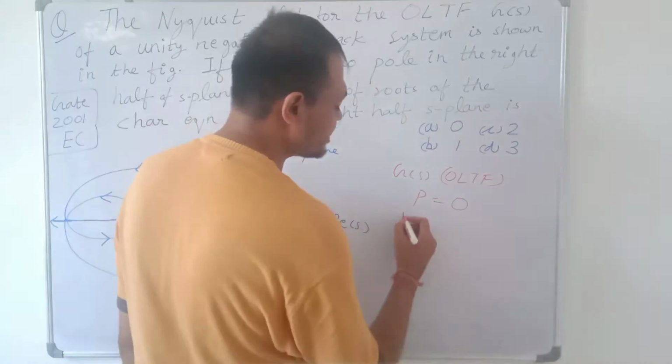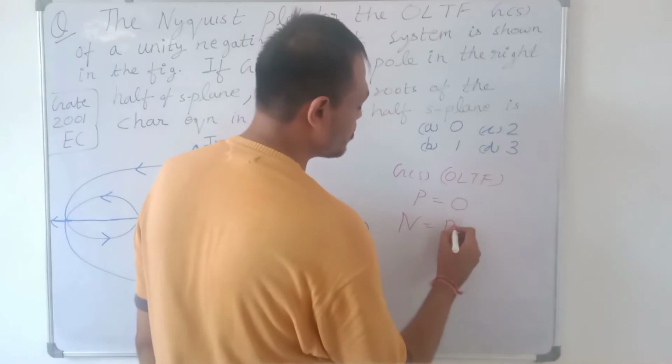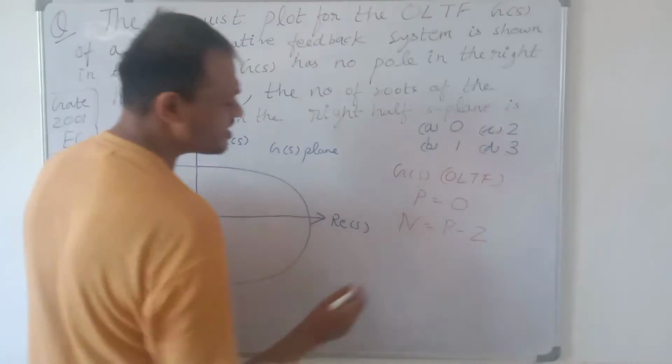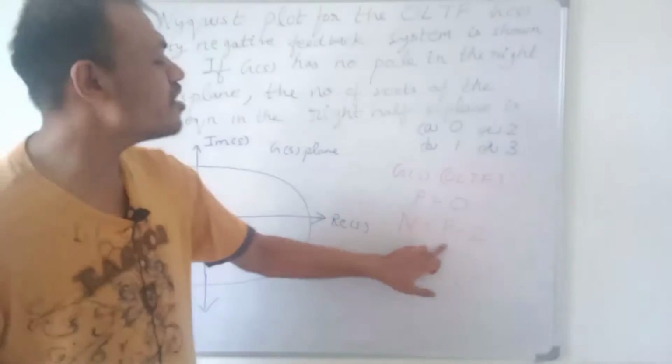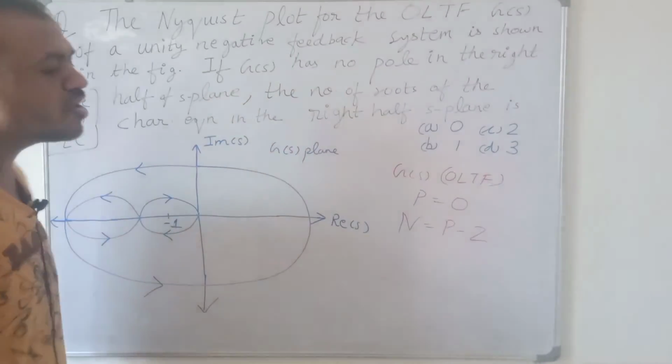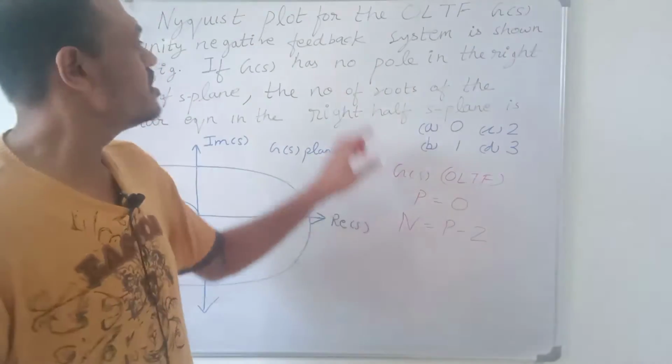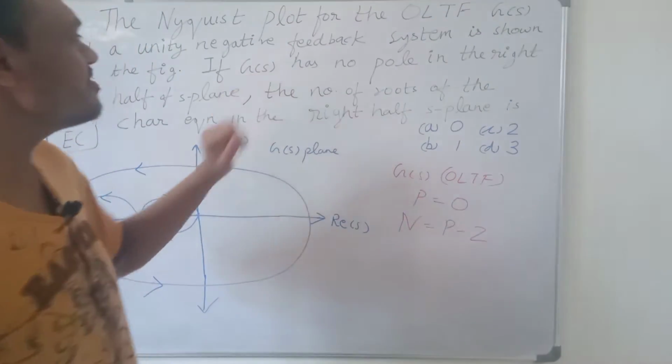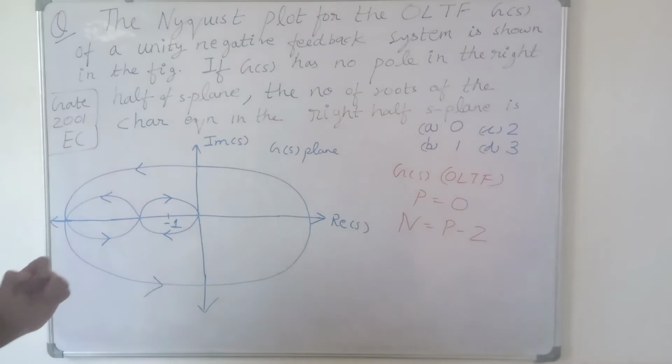Because as per our Nyquist stability criterion, N is equal to P minus Z, and what does P denote? P denotes the number of poles in the right half of S plane of the open loop transfer function. So here it is given that G of S, which is the open loop transfer function, has no pole in the right half of S plane. So P is 0.